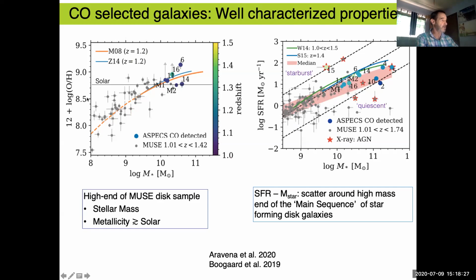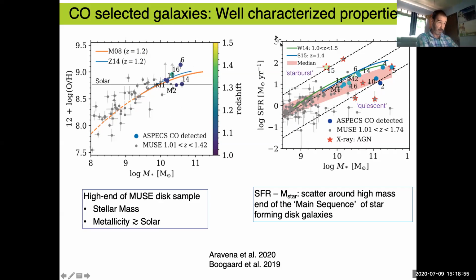I show here some of the properties. Here's metallicity on the left-hand side versus stellar mass. Okay, the gray symbols are the rest of the MUSE main sequence or disk-like galaxy sample. The ASPECS sources, this is the redshift 1.3 sample, really fall at the high mass end and the high metallicity end, really solar or supersolar metallicity and high masses in terms of stellar mass.